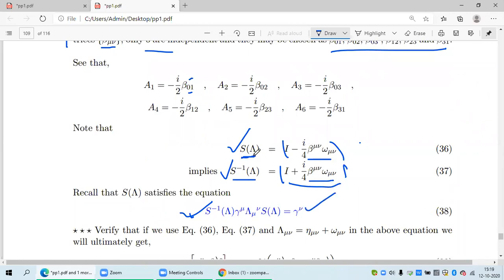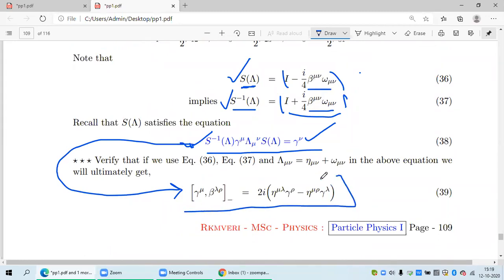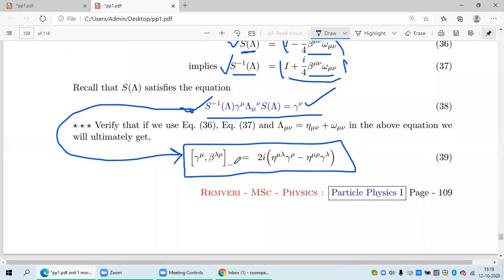Now you put these forms of S omega and S inverse omega in this, okay? And if you put them in here, then this is an exercise. You can check that this matrix beta should satisfy this relation. I have not done it because maybe you have done it in class, or if you have not, you have to do it yourselves. But this is a very good exercise to warm up with the algebra of gamma matrices. Clear?